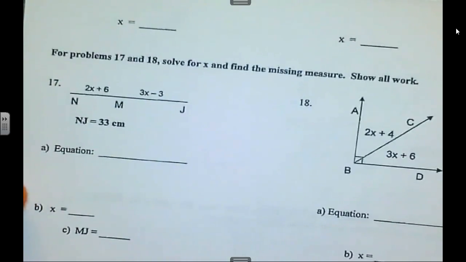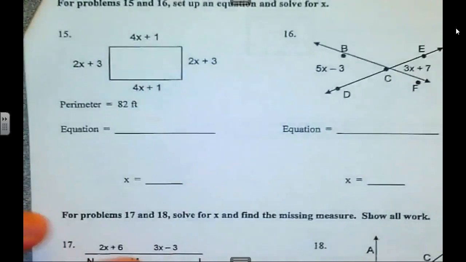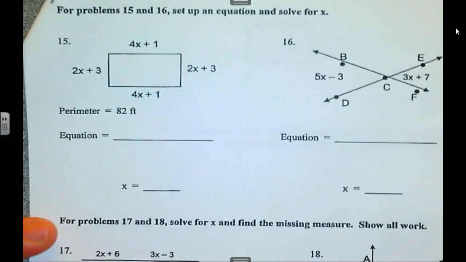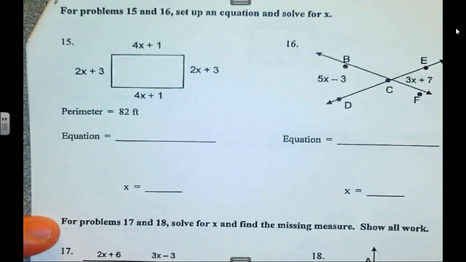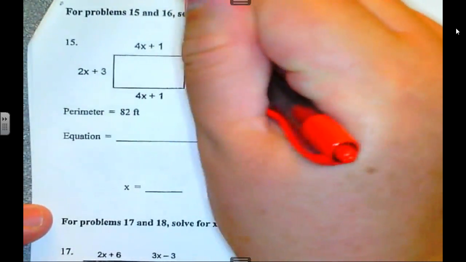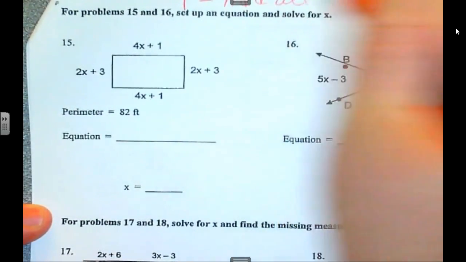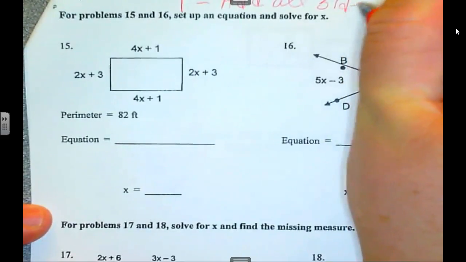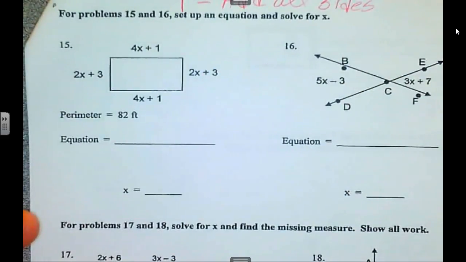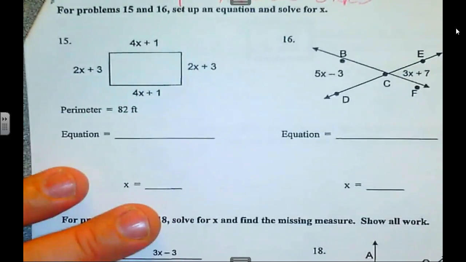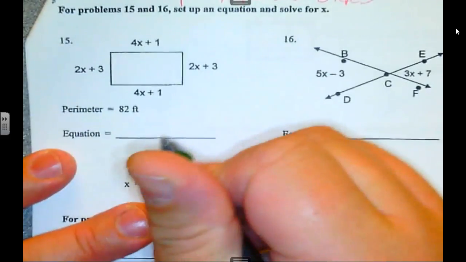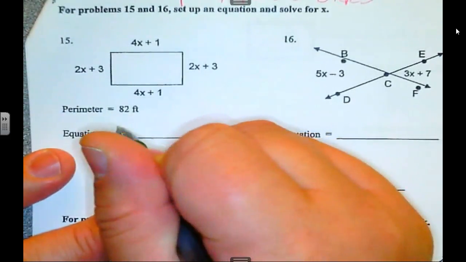Perimeter. How do I find perimeter of any polygon? Combine like terms. That's right. Add up all the sides. So am I going to need to get a new red pen tomorrow? Yes. My perimeter. Well, I'm going to add up all the sides.